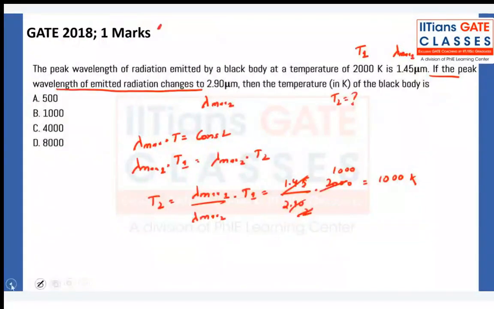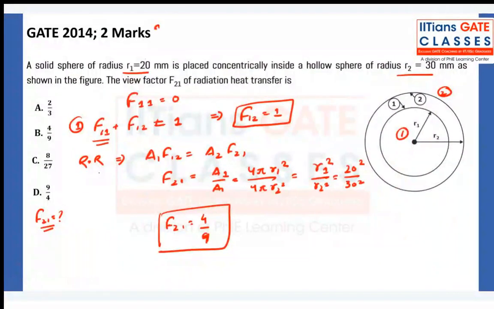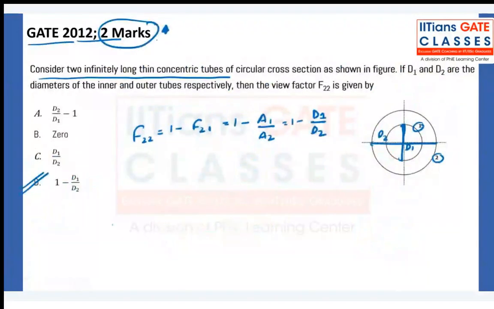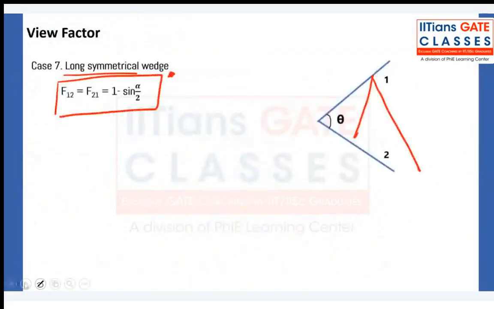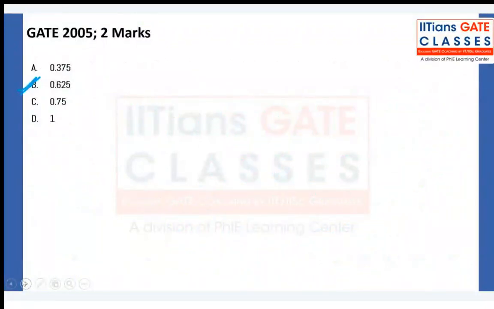2015, 2014 they have asked the question, and I may have left a few questions. 2012 they have asked the question. So almost every year they are asking questions from view factor. And you see how easy it is. If you have understood what we have done, if you know these few rules, then it is more than enough.